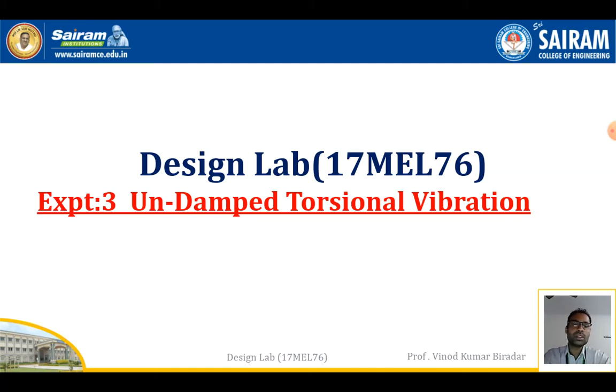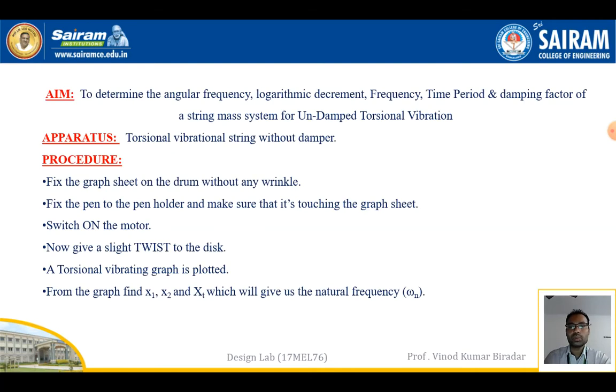Torsional vibration is when a particle in a body or system is rotated around the axis of the shaft. Here we are going to use a string, and oscillation takes place in a horizontal direction. These three points you have to remember to conduct this experiment. The aim of the experiment is to determine the angular frequency, logarithmic decrement, frequency, time period, and damping factor of a string mass damper system, that is, underdamped torsional vibration.